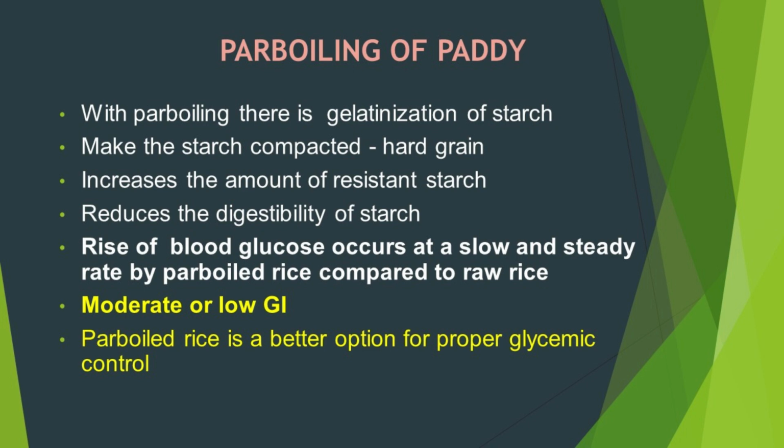So the rise of blood glucose occurs at a slow and steady rate with parboiled rice compared to raw rice, which are non-parboiled. So the parboiled rice varieties have moderate or low glycemic index. Therefore, parboiled rice is a better option for proper glycemic control.